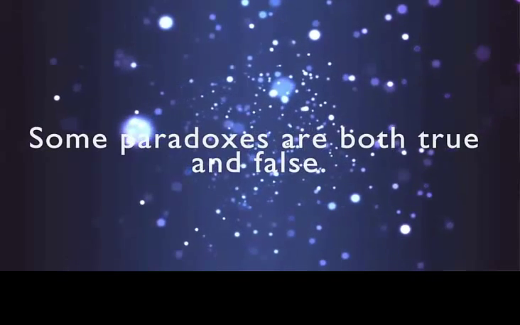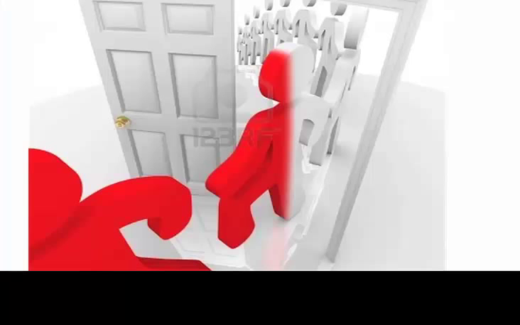Some paradoxes are both true and false. For example, what if you walked into a room and stood in the doorway, 1 foot inside the room and 1 foot outside? You are at the same time both inside and outside of the room. Then I ask you, are you in the room? To which you have no answer because you are inside and you are not.